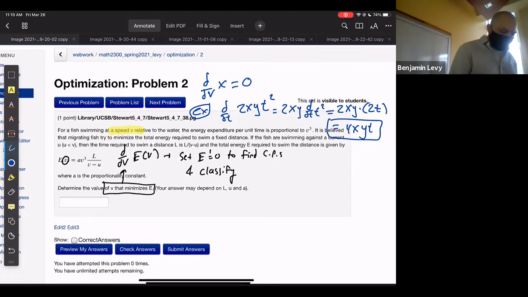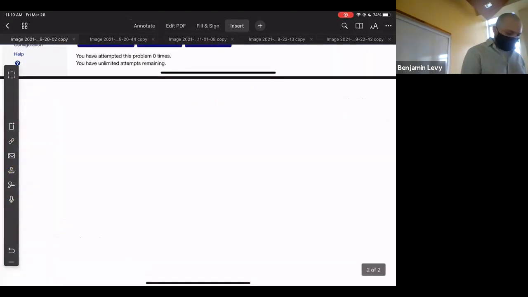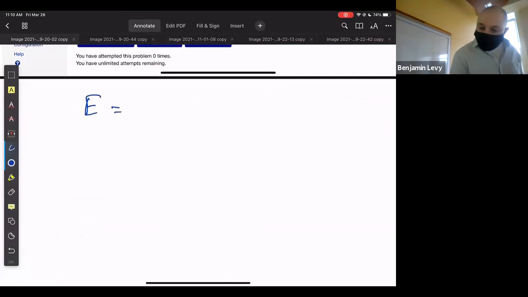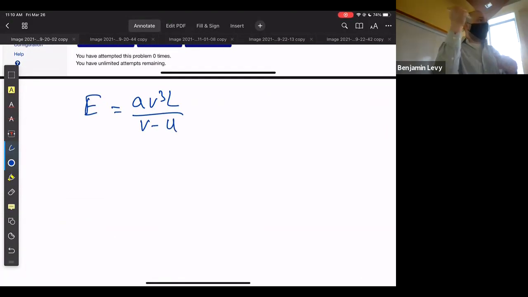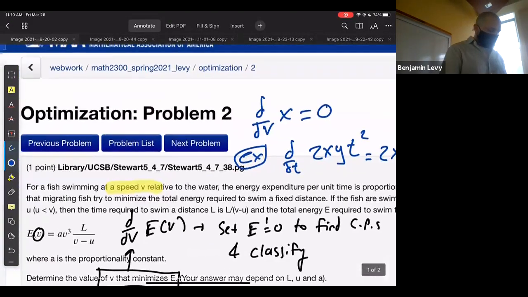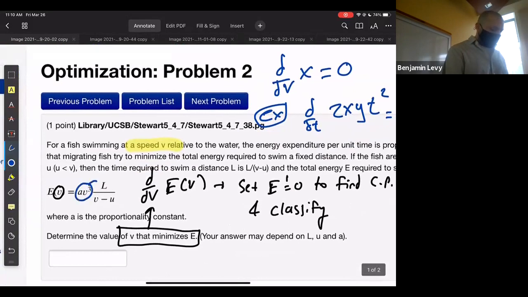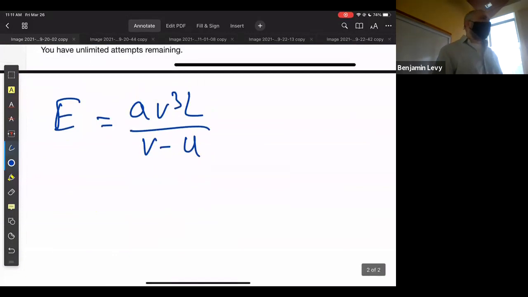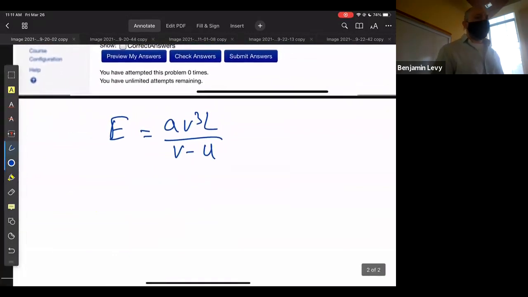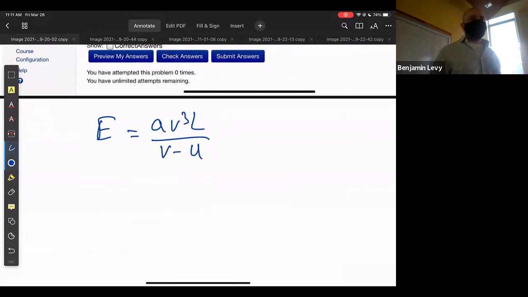So I'm going to add another page here just so we don't run out of room. Let me rewrite this problem. So the problem is E equals AV cubed L over V minus U. I just took the thing that was out front and I put it in the numerator. Is that okay? Everyone see that? This thing is multiplying and it just goes into the numerator, and so it becomes this. And I wanted to do that because now it's a quotient rule. Before it would have been a product rule and a quotient rule.